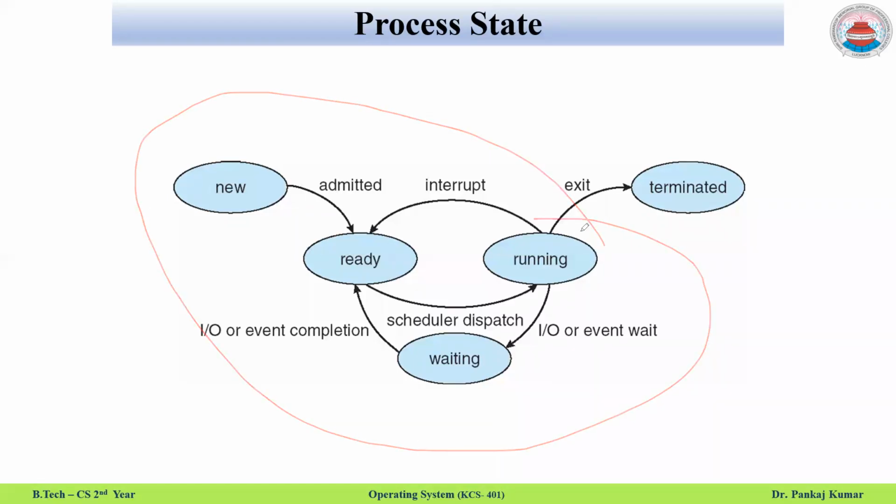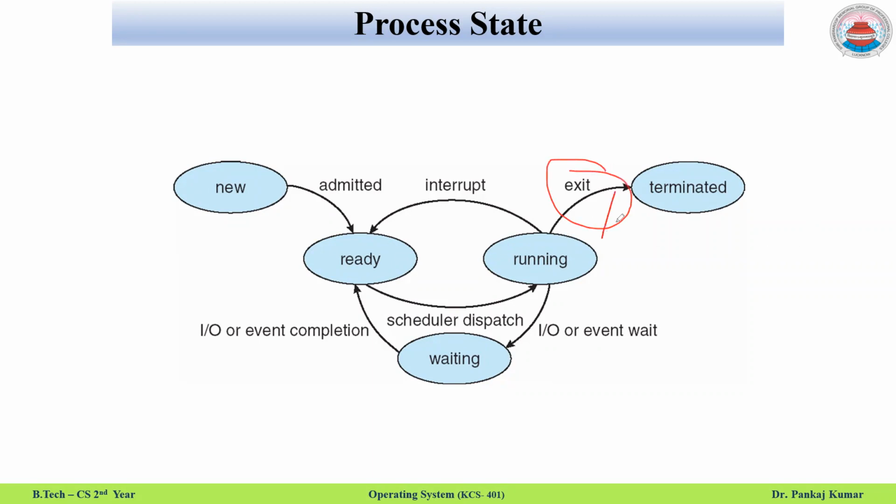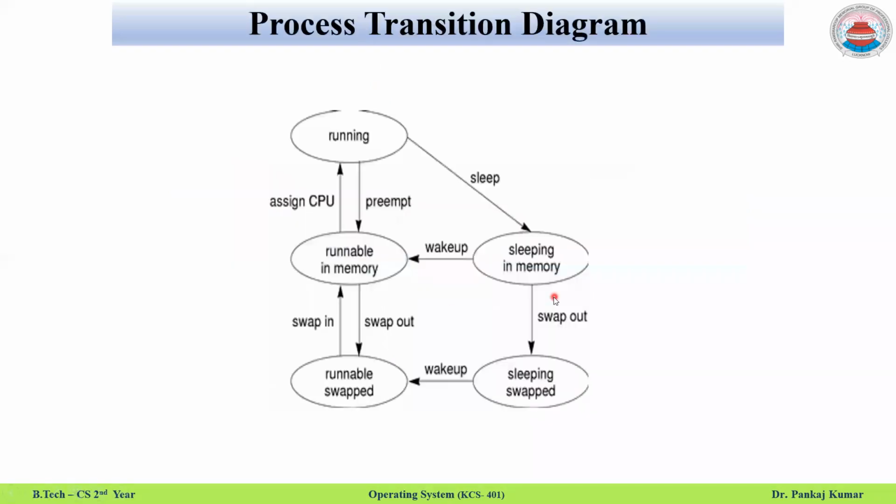So this is the process state. After a process is running and completes its execution, it exits, and that state is called terminated state. I think it is clear what the process state is. Now come to the process transition diagram.